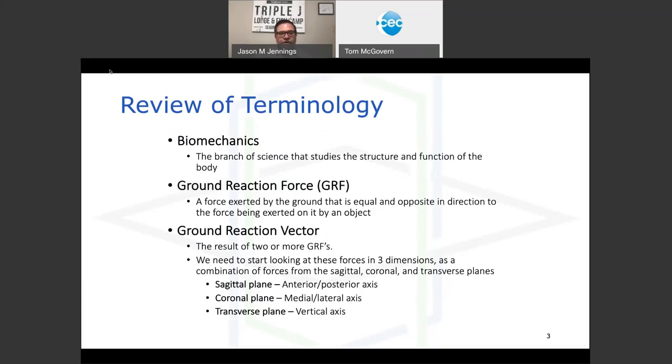The ground reaction force is the result of two or more ground reaction forces. And we need to start looking at these forces in three dimensions and not just in one or two planes, because the patient experiences these forces in all three planes: the sagittal plane, which is the anterior-posterior axis, the coronal plane, which is the medial-lateral axis, and the transverse plane, which is the vertical axis.